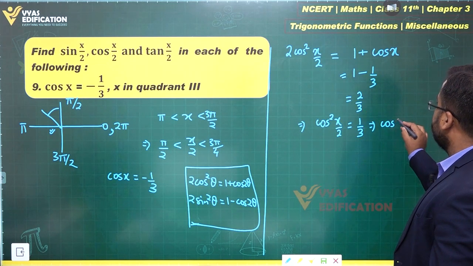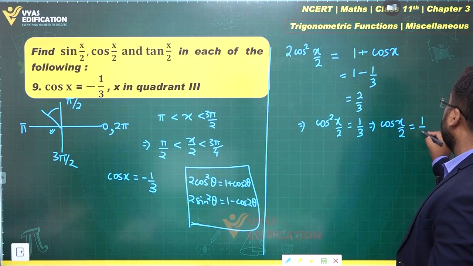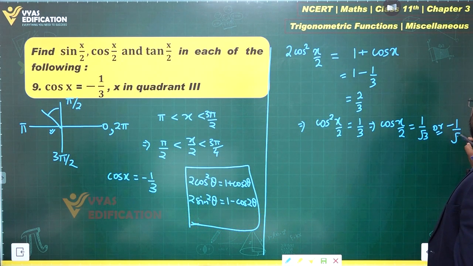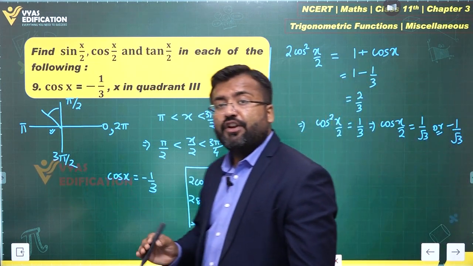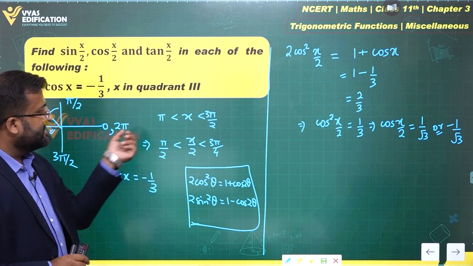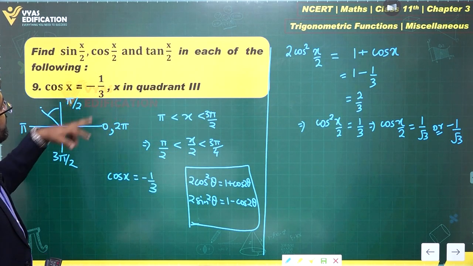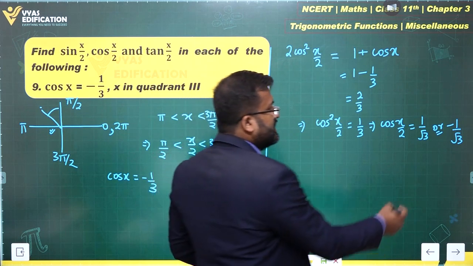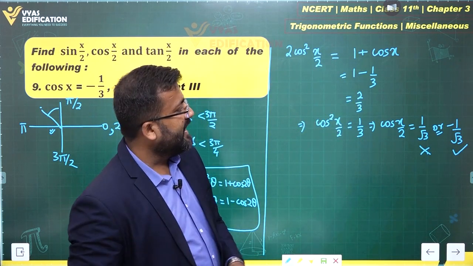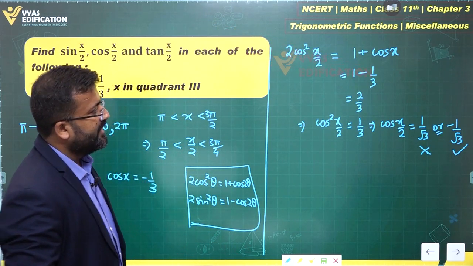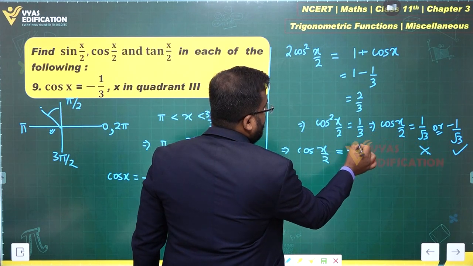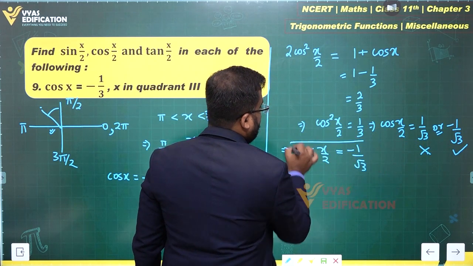This implies cos x by 2 will be equal to 1 over root 3 or minus 1 over root 3, plus or minus this value. Which value will you consider? Remember, x by 2 lies in the second quadrant. In the second quadrant, sin is positive, but cos is negative. So this value will be rejected. This value would be accepted since x by 2 lies in the second quadrant. Cos x by 2 will be negative. This gives me cos of x by 2 is equal to minus 1 over root 3. That's the value of cos x by 2.